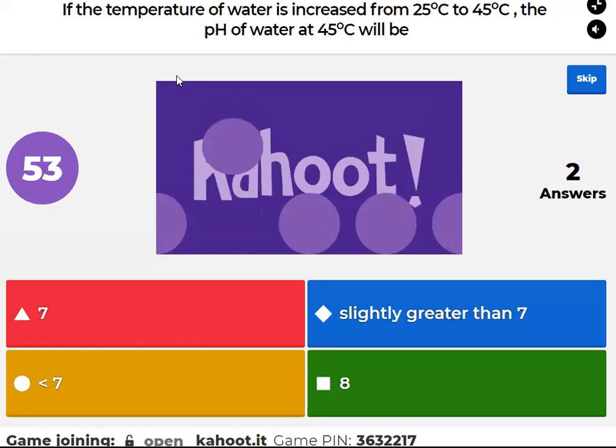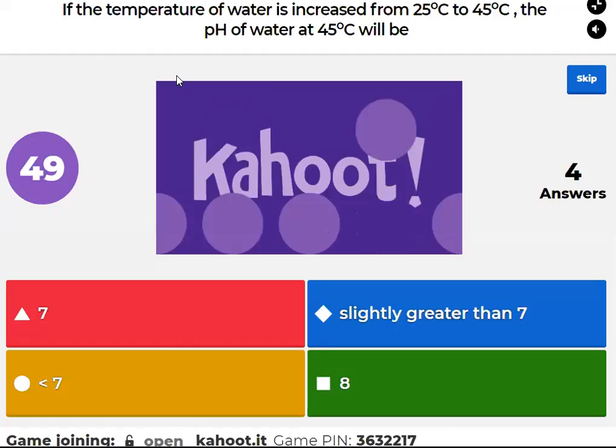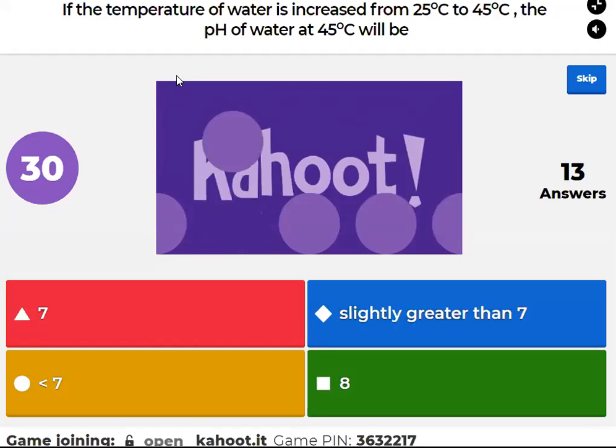If temperature increases, the pH of water will, tell me. We just saw that. Refer to question number 7. If temperature increases, does K decrease or increase? Think like that.